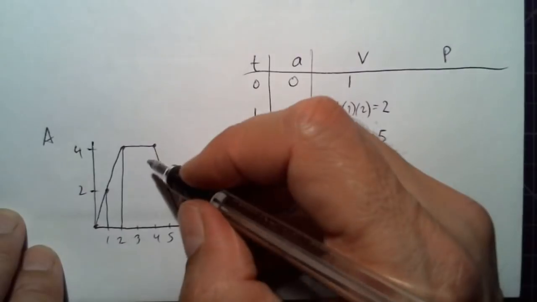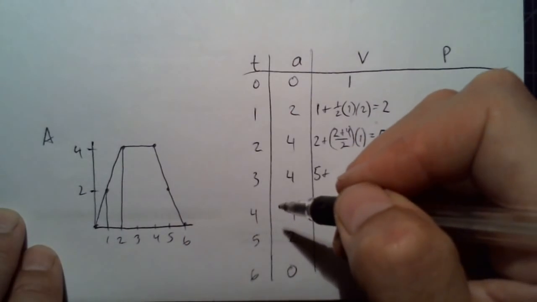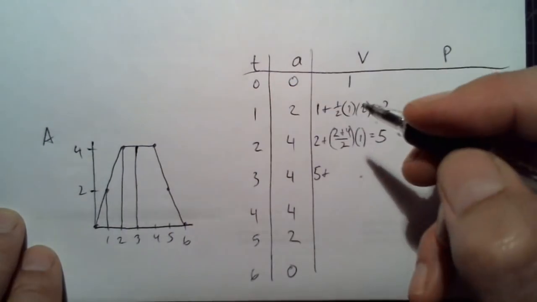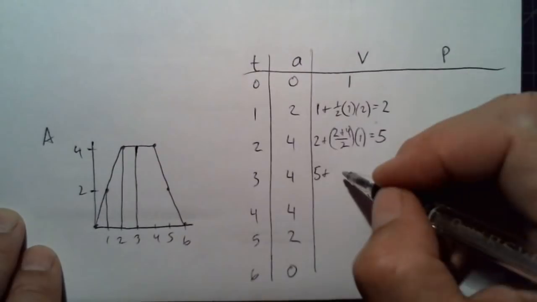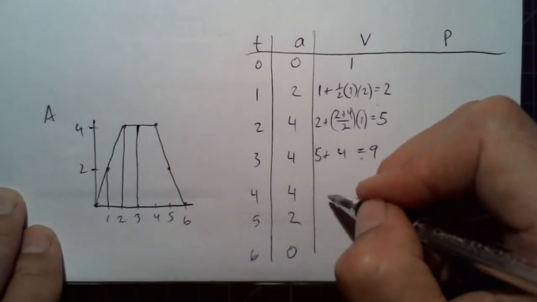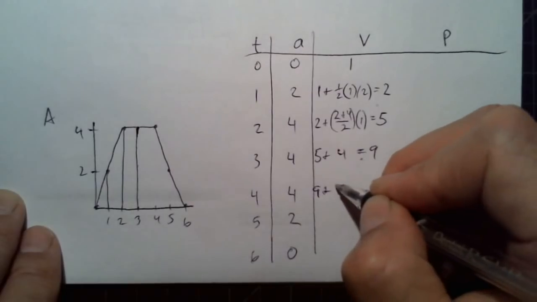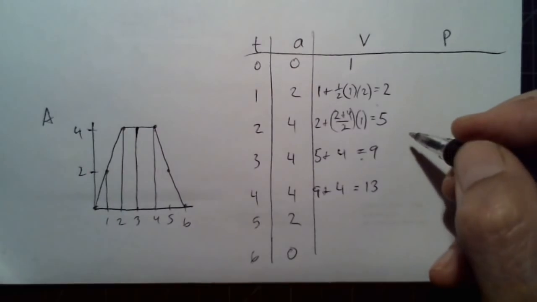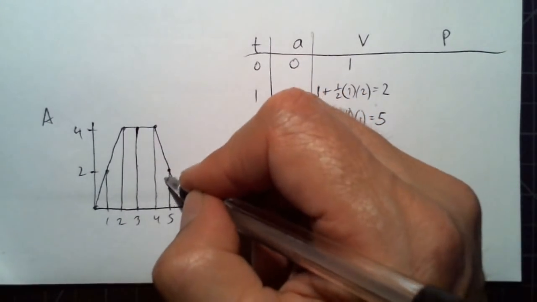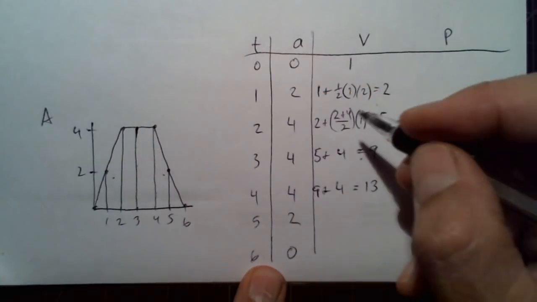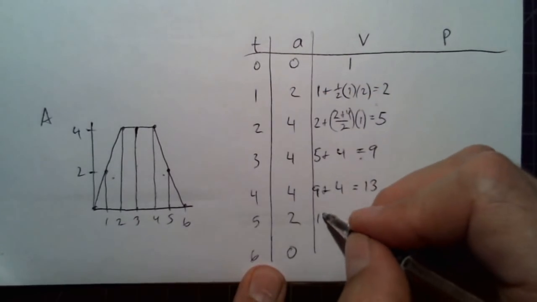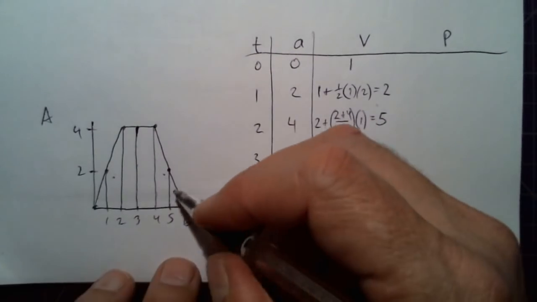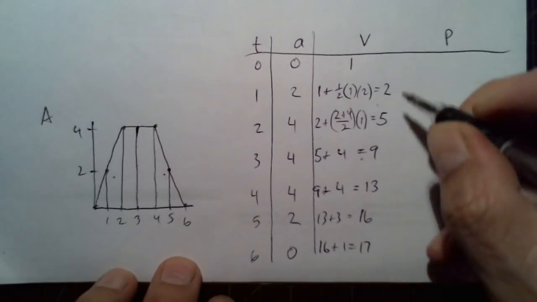Then we have 5 plus, let's just jump over to 4. We'll go along this way. So at 3, the height is 4, and that's just a rectangle, 1 times 4. And then we have 9 plus, there's another rectangle, so that's going to be 4. Then we have the same trapezoid as we had over there, and that had an area of 3, so it'll be 13 plus 3, 16, 16 plus 1, 17.